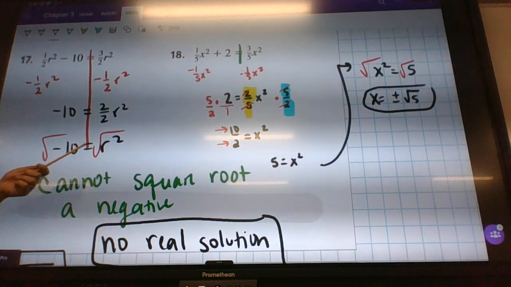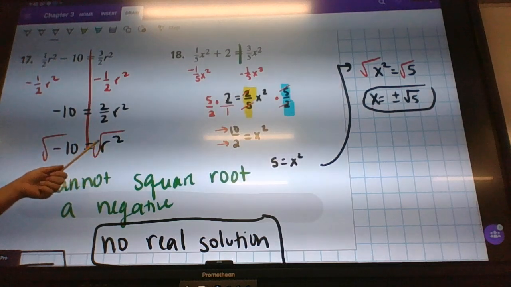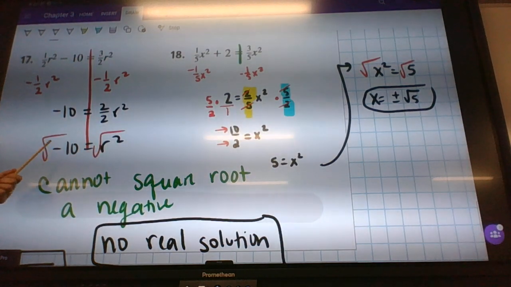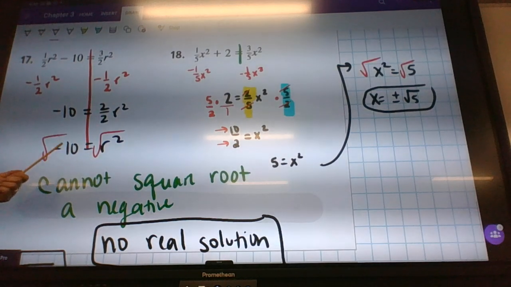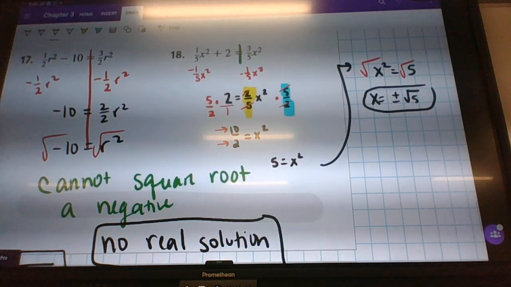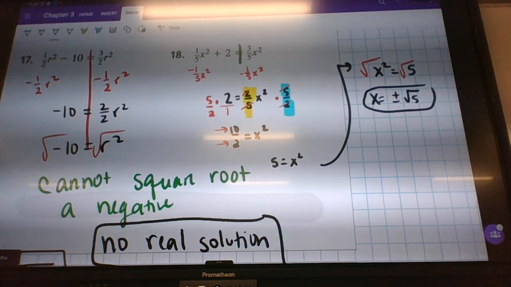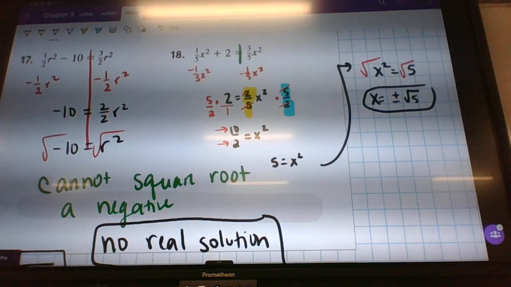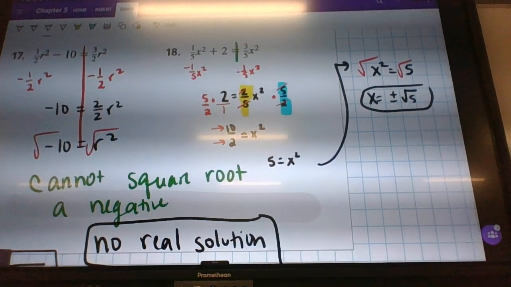So as soon as you have the chance to square root, because your variable is isolated, but it happens to be equal to a negative, for now, we're just going to call that no real solution, because nothing squared comes out negative. So that has a special answer, that one.